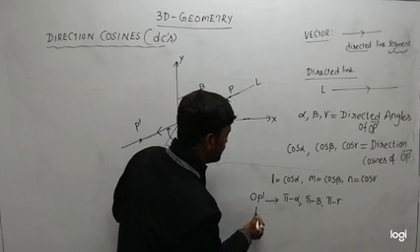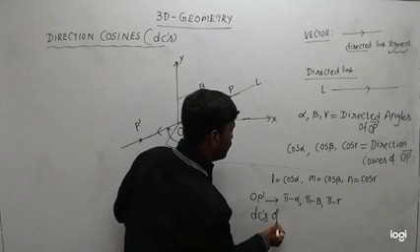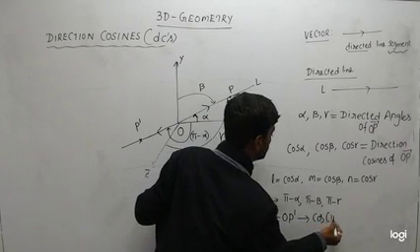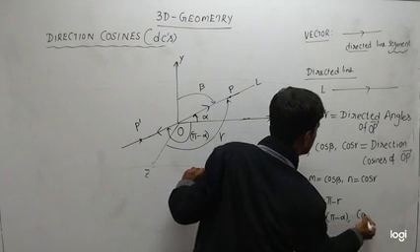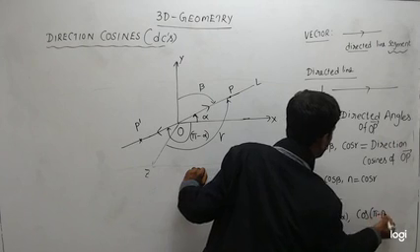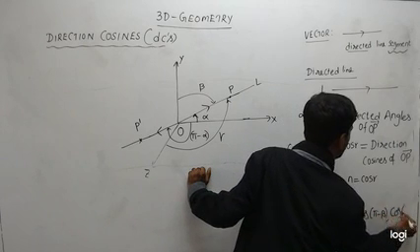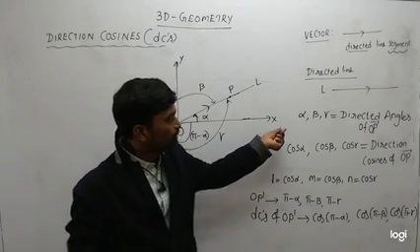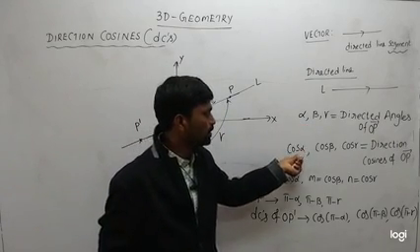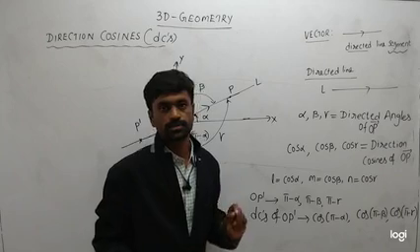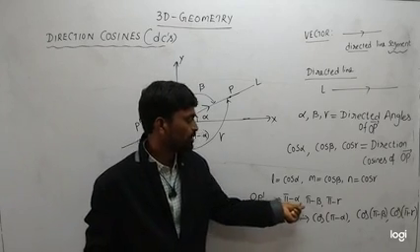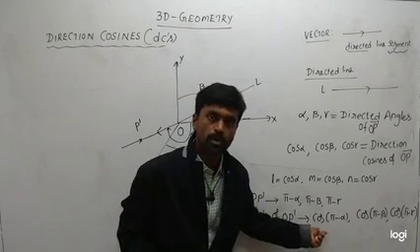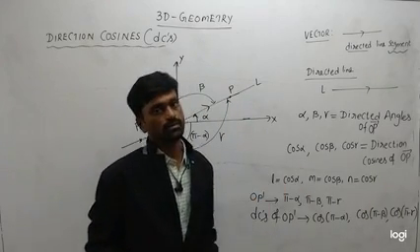So obviously the direction cosines of OP dash will be cos pi minus alpha, cos pi minus beta, cos pi minus gamma. Am I correct? If alpha, beta, gamma are the directed angles, then cos alpha, cos beta, cos gamma are the direction cosines. But here the directed angles are pi minus alpha, pi minus beta, pi minus gamma, so the direction cosines will be cos pi minus alpha, cos pi minus beta, cos pi minus gamma.